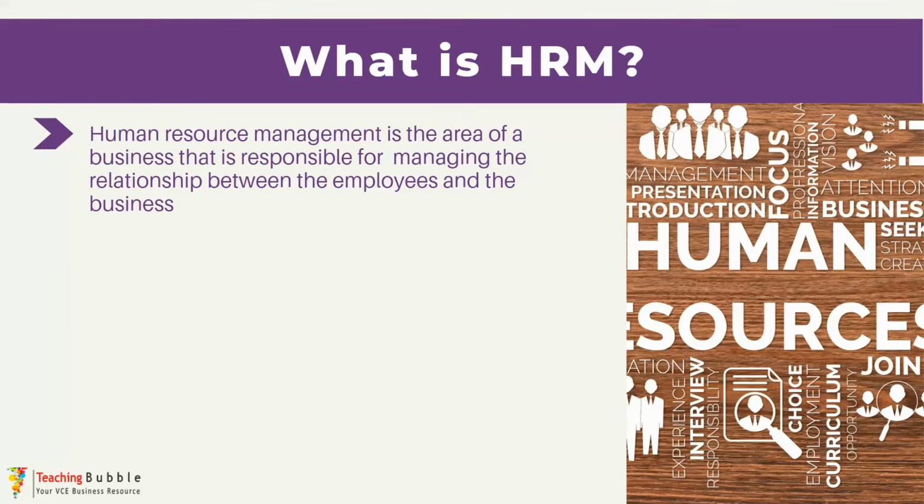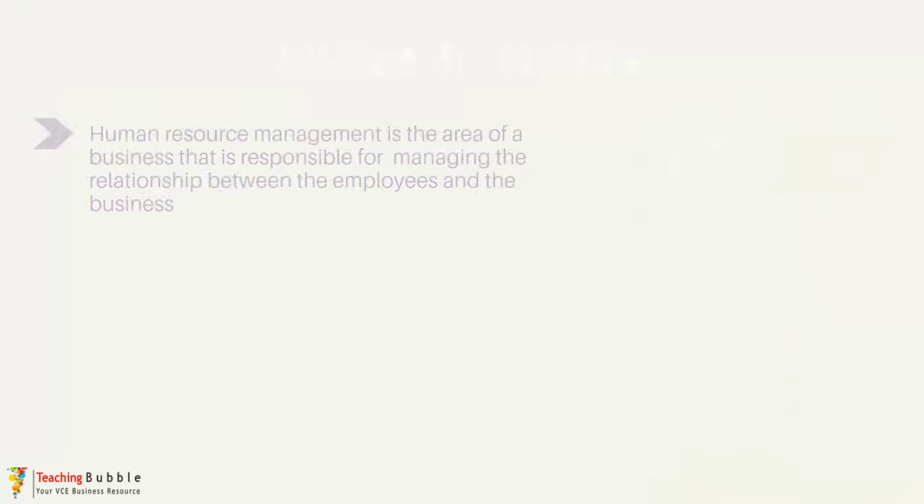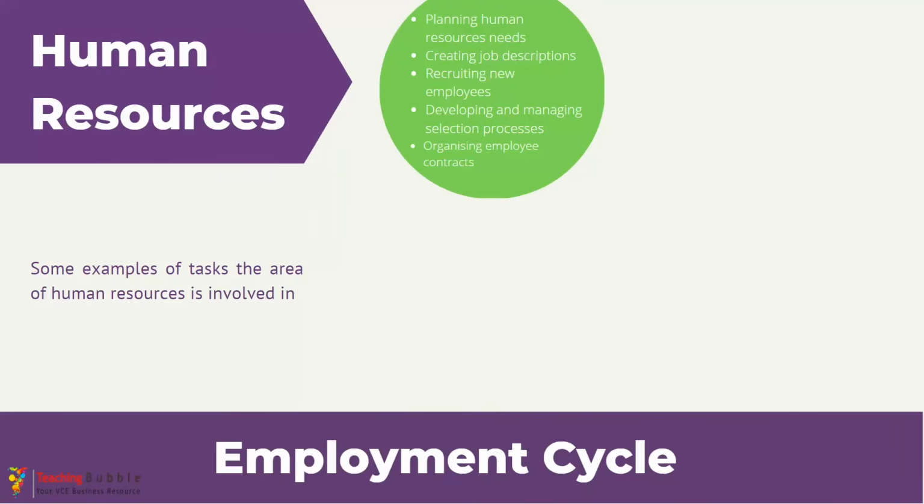Now, there's lots of different tasks and strategies that the human resource manager is responsible for and that they can implement to get the best out of employees. And what we're going to do is look at what we call the employment cycle, because it's just a really good way to look at the different types of tasks that the human resource manager or the area of human resources is involved in. So the employment cycle looks at the entire relationship between the business and the employee.